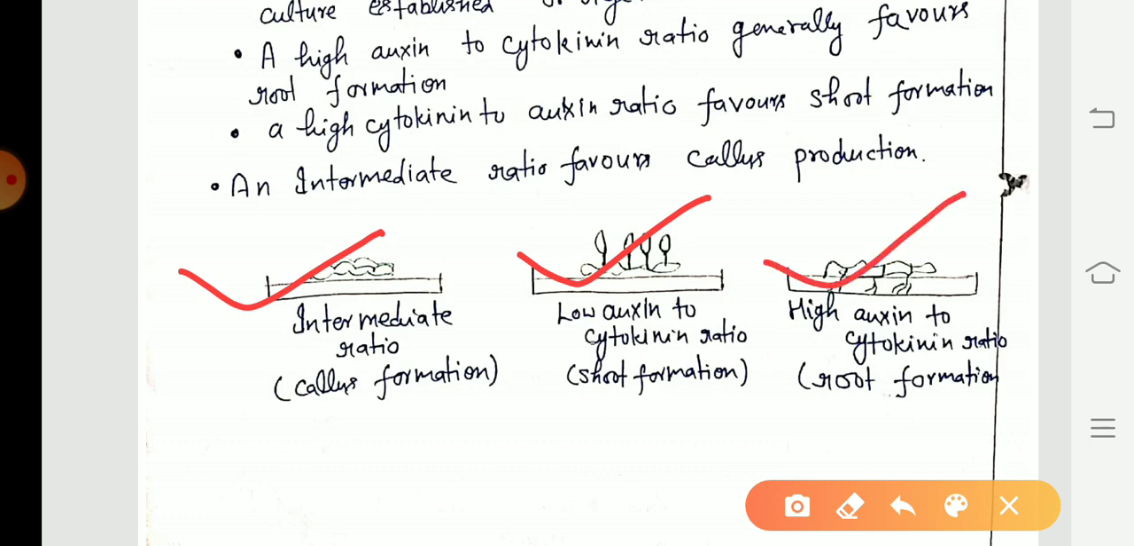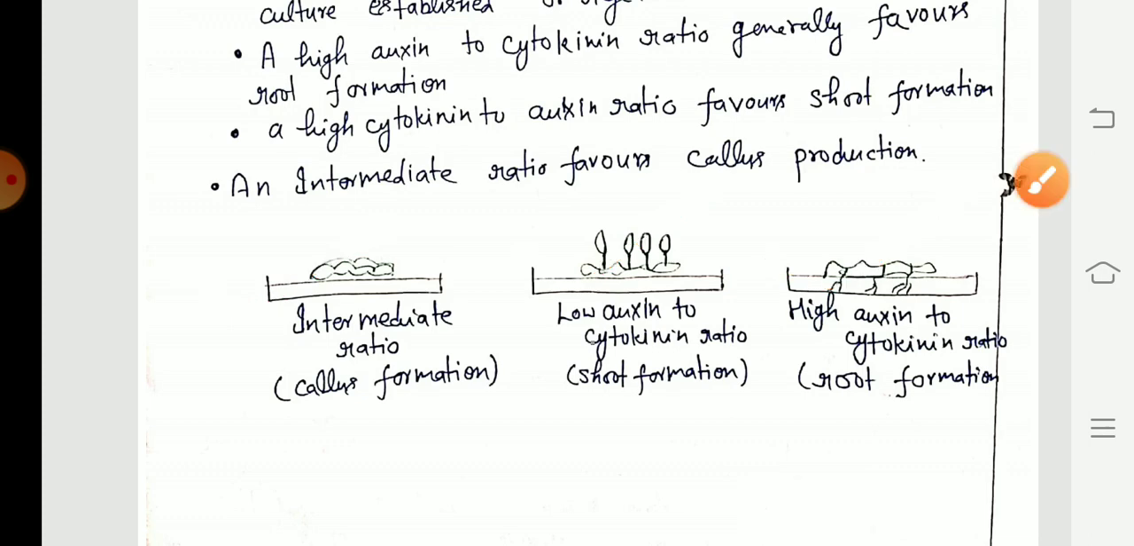During plant tissue culture, different ratios of cytokinin and auxin are taken, and that favors different structures in the plant tissue culture. So this ratio of hormones is very important for plant tissue culture. During plant tissue culture, we need to measure different concentrations of auxin and cytokinins. So, enough for today.